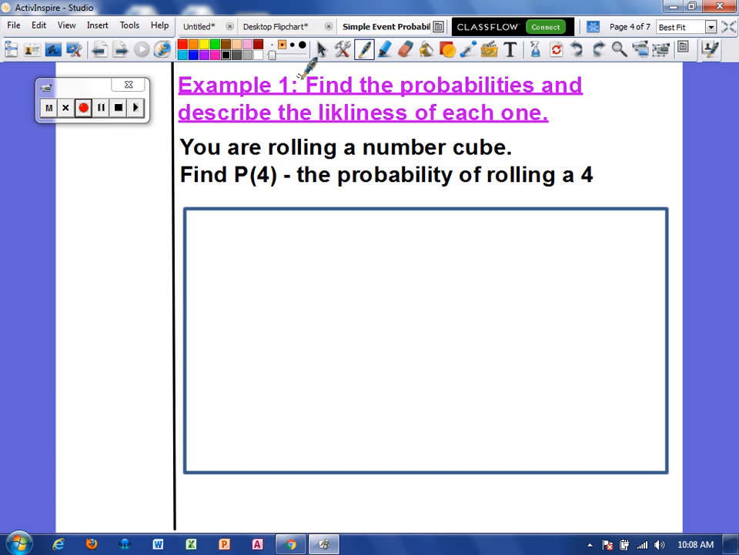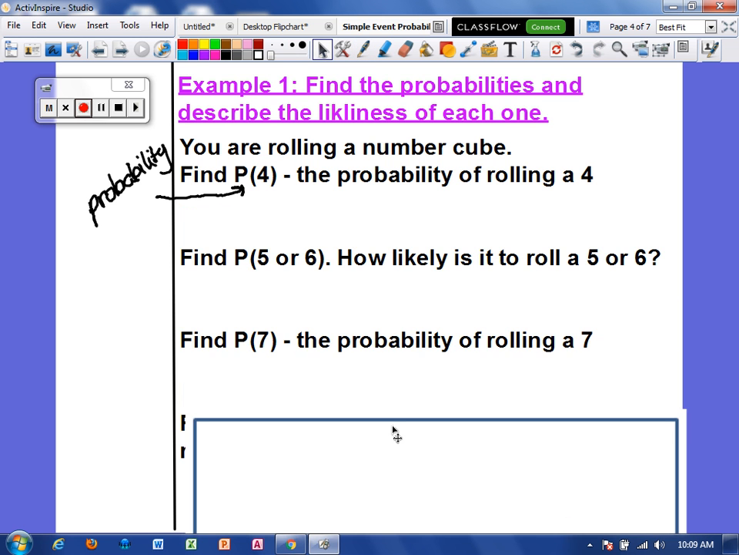So in example 1, we are going to find the probabilities and describe the likeliness of each one. So you are rolling a number cube. So that's a normal die that's labeled 1 through 6. And we want to find the probability of 4. Whenever you see this P, that means the probability. So you'll see a capital P and then you'll see something in parentheses, and that's what you're trying to find the probability of. So we are trying to find the probability of rolling a 4 on a typical number cube.